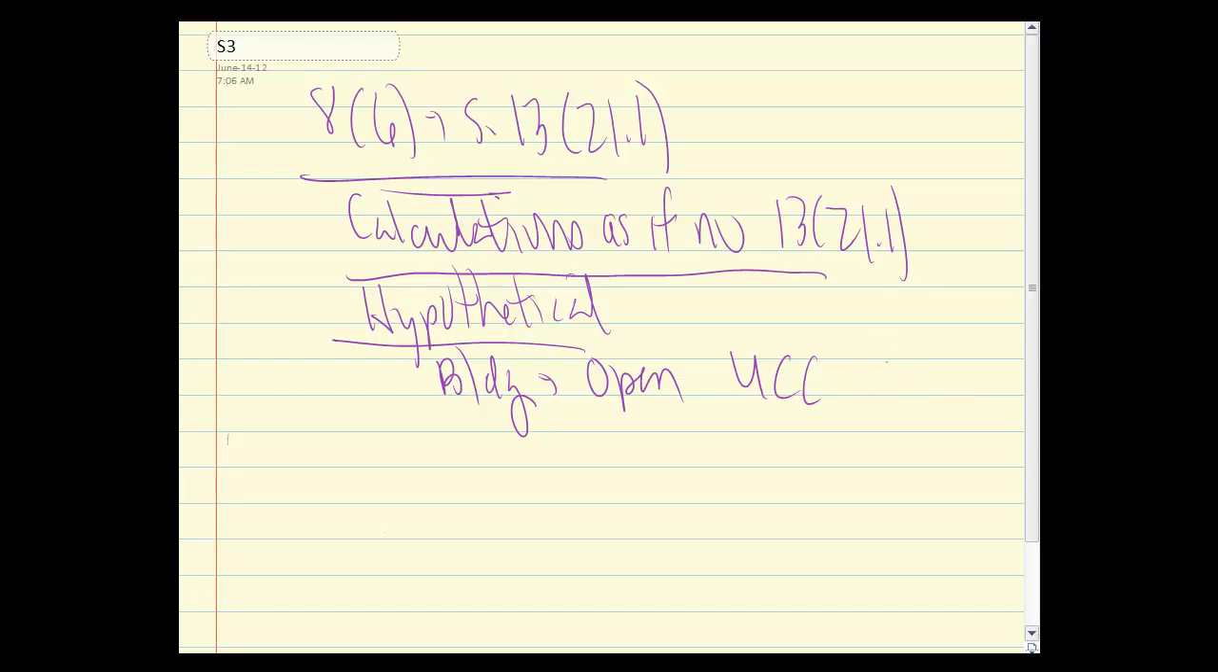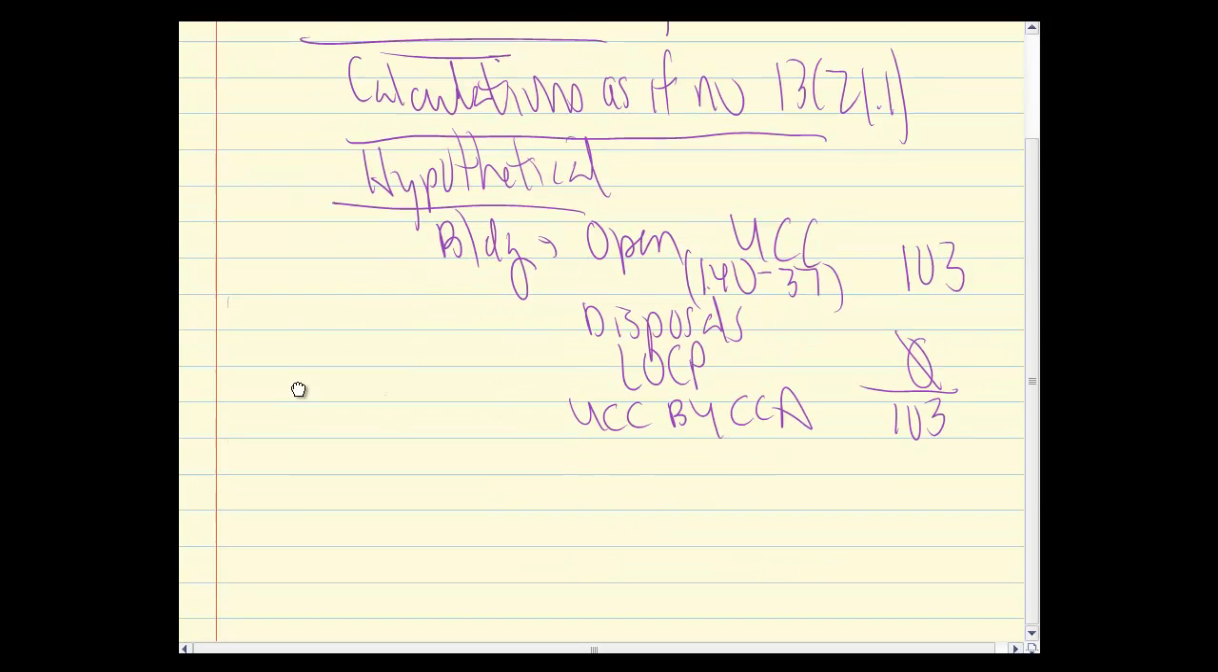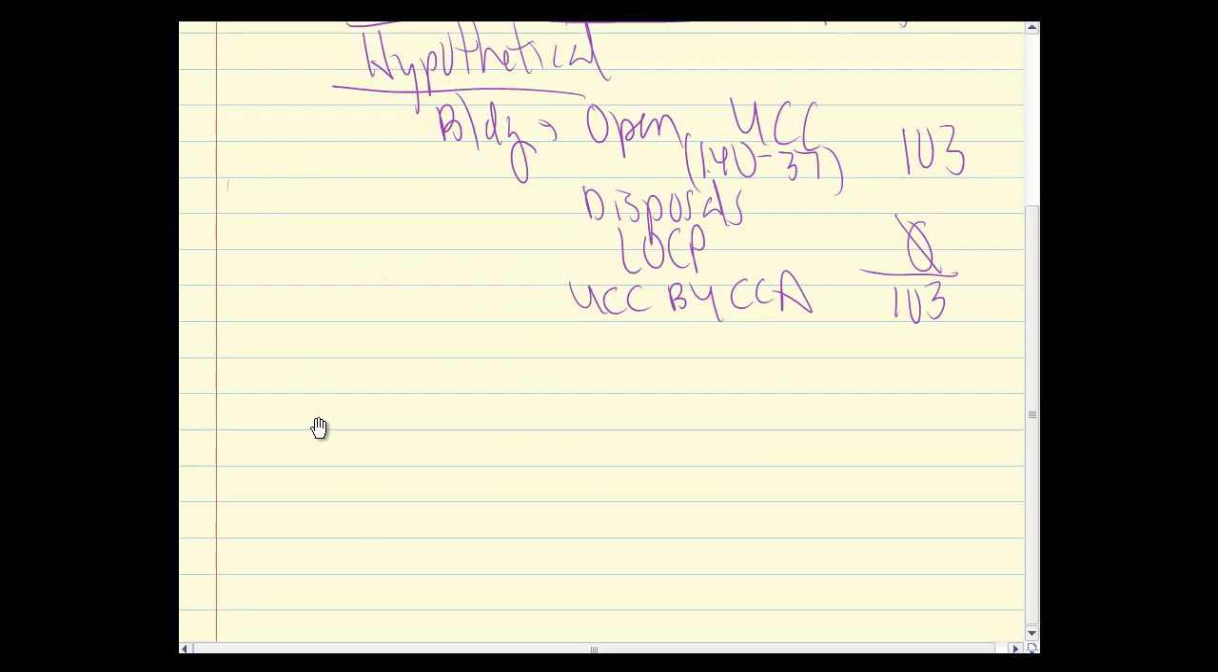Opening UCC. Okay. Opening UCC is 140 minus 37. Good. That's it. 103? Yep. Okay. So, since the proceeds are zero, right? We had a UCC balance of 103 to start the year. We now know that we don't have the asset anymore. It's gone. Proceeds were zero. Therefore, we have UCC before CCA of 103. We have a positive balance in the pool. No assets left. What happens?